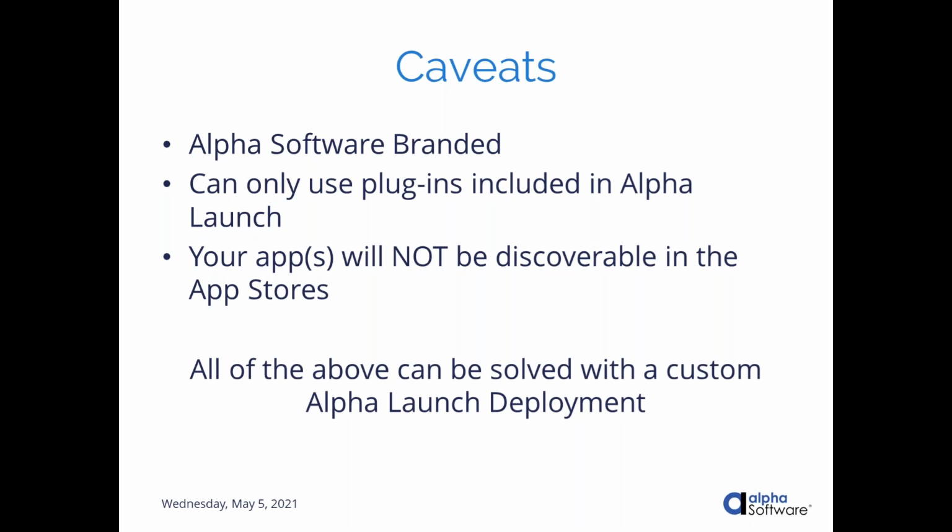People can't go to Google Play and search for your app and find it. It's not going to be there. So if you need branding, if you need plugins that we don't include, or if you need people to find your app in public app stores through searching, you have to go a different route, either the process I described previously or you can contact us to get a custom Alpha Launch deployment, which will include everything that you ask for. We'll deploy it for you, and then you can publish your application from Alpha Anywhere to your version of Alpha Launch as you need.